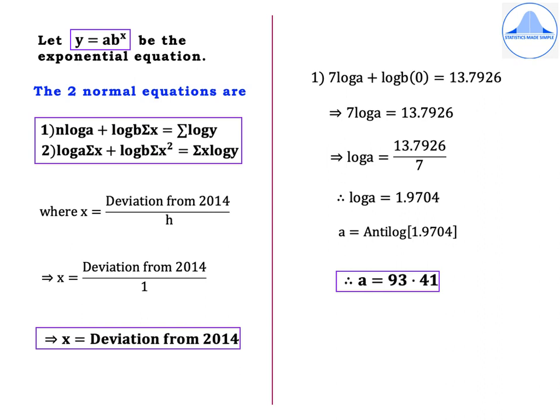Starting the solution, write let y equal to a into b to the power x be the exponential equation. The two normal equations are, the first one, n log a plus log b summation x is equal to summation log y. Second, log a summation x plus log b summation x square is equal to summation x log y. Now let us go back to the table and I'll explain the calculations which are done.